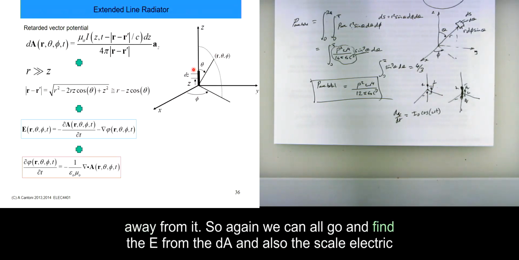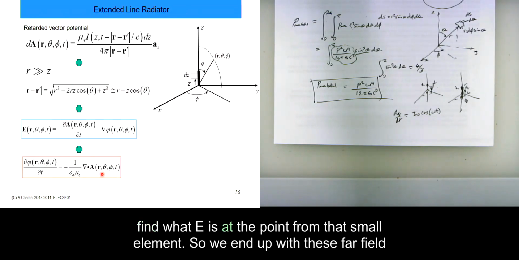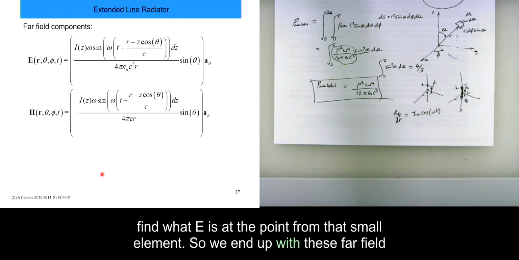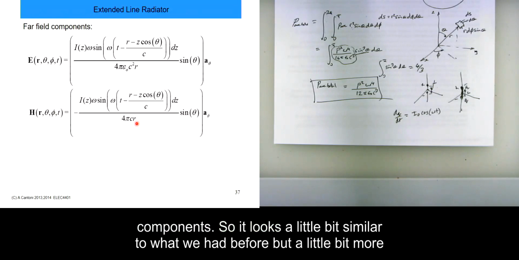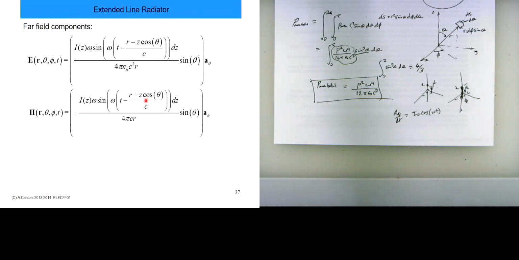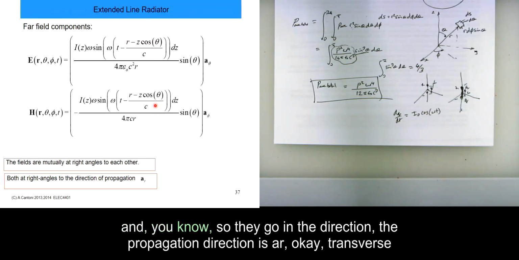So again, we can go and find the E from the dA, and also the scalar electric potential, because we get the scalar electric potential again from A as well. So we can find what E is at the point from that small element, and we end up with these far field components. They look a little bit similar to what we had before, but a little more complex, because now we've got this distance R minus Z cos theta. Again, the fields are at right angles to each other, which is what we expect, and they go in the propagation direction a_R, transverse electromagnetic.